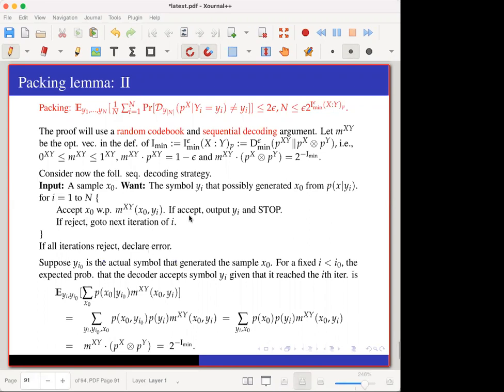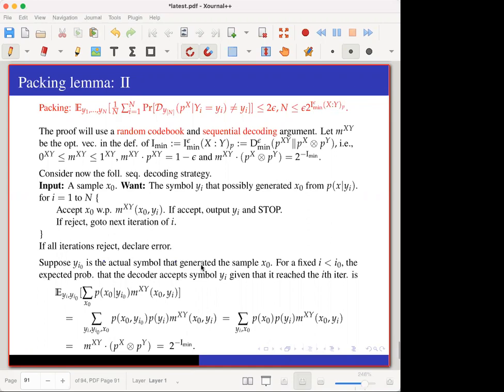So let us say the decoding algorithm is processing yi, the candidate y, and the decoding algorithm sees only x naught, the actual sample that was produced. The decoder will accept x naught with this probability. Remember, this is a certain entry in the vector M. It's a quantity between 0 and 1, and you just accept x naught with this probability. If acceptance occurs, the decoding algorithm will output yi and stop. If acceptance does not occur, go to the next iteration. And if all iterations are exhausted, you just declare error.